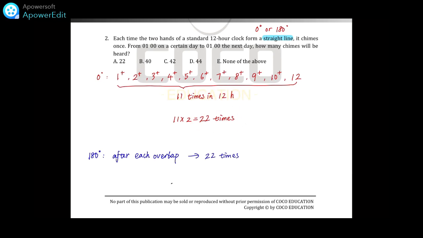So altogether, we have 22 times 2 equals 44. So the answer is D.